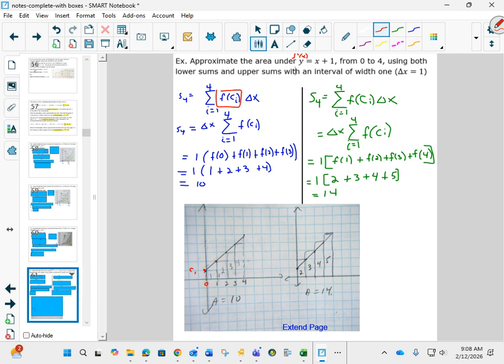C1 is when it's 0. This point is the minimum between this section, so then C2 would be 1. C3 would be 2, and C4 would be 3, because you're always figuring out the minimum in that section. Then when you plug 0 into your equation, f of C1 is the y value, 1. So C1 is plugging in the x value, which is the minimum between the two. And then f of C1 is figuring out the y value, and then if you have the change of x, you get that rectangle.